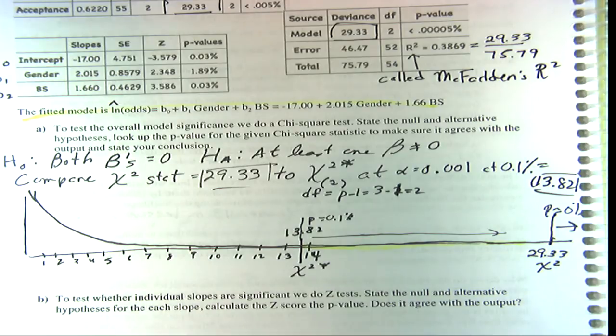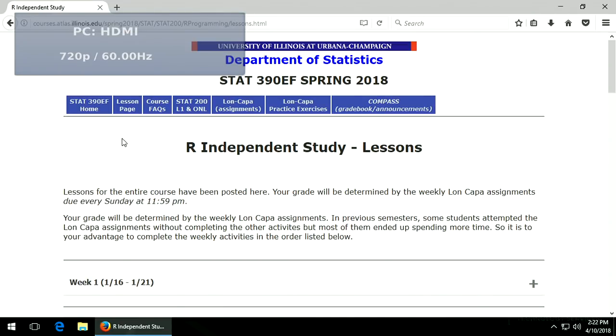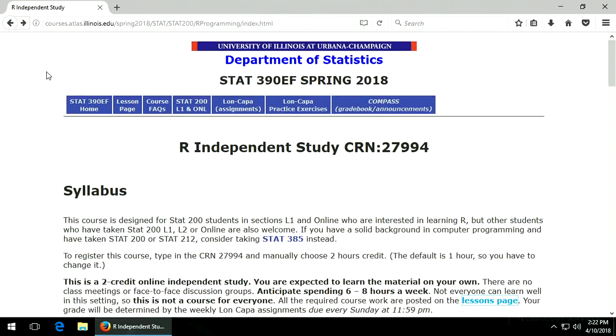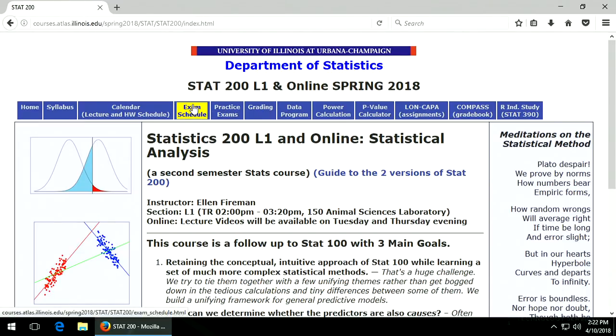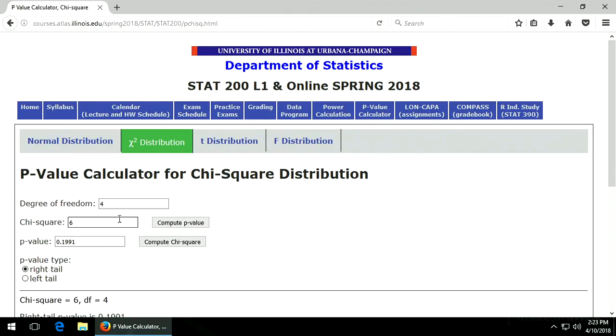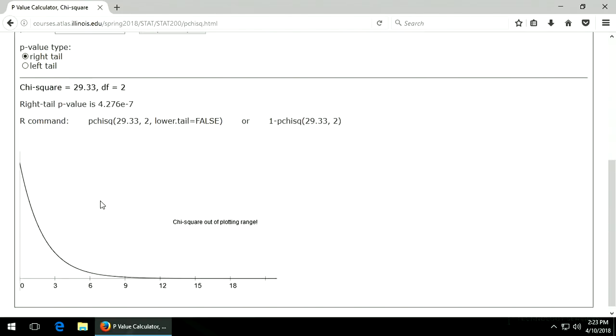We can see what this picture looks like better. So let's go back here. And now we can go to, okay, so let's go to our p-value calculator and let's go to the chi-square. And we have 2 degrees of freedom. And our chi-square is huge. It's 29.33. And so we want to compute the p-value. Yeah, it's very, very small here.